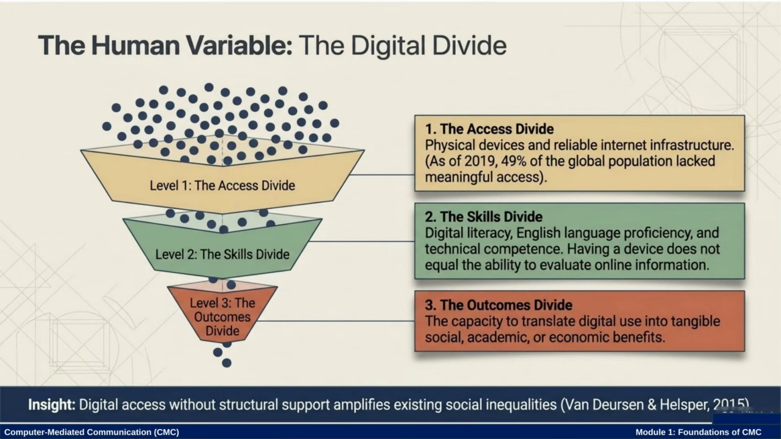The key insight from Van Deursen and Helsper 2015 is this: digital access without structural support amplifies existing social inequalities. Simply giving someone a device does not close the gap. It can even make existing inequality worse if we don't also address skills and outcomes together.